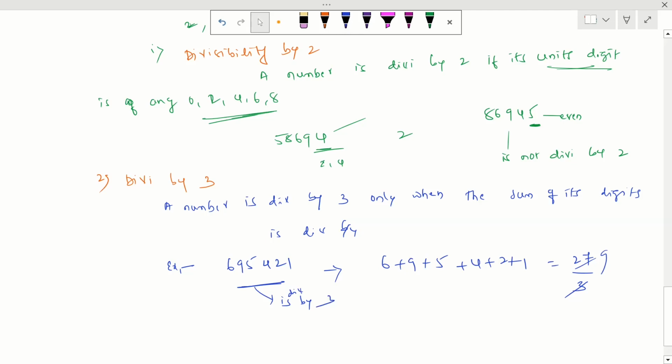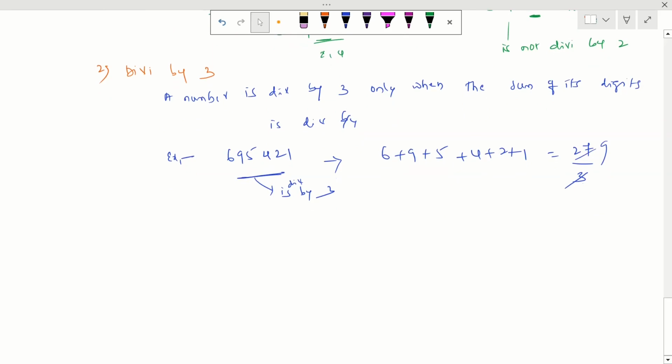Okay. In the same way, the third condition is divisibility by 9. For divisibility by 9 we have the same condition: a number is divisible by 9 if the sum of its digits is divisible by 9.